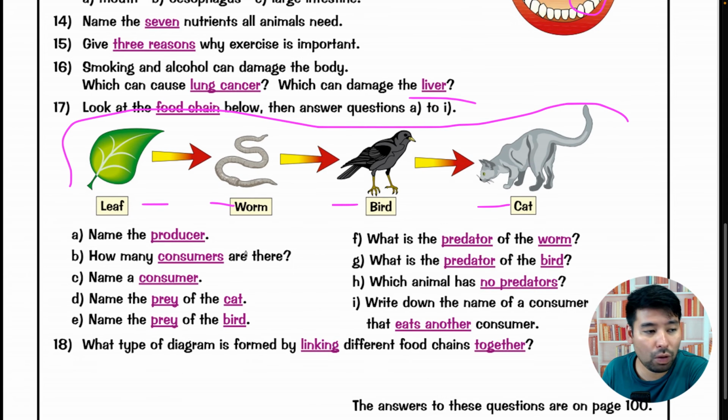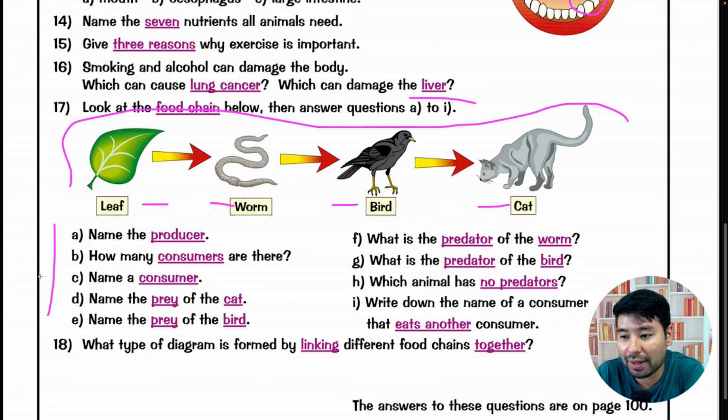And then we have all these questions here below. So I'm gonna read them for you. So we have A, B, C, D, E, F, G, H, I. So we're gonna have to answer all of them, analyzing this table here. Name the producer. Teacher, o que é producer? I don't know. Go back. Dá uma olhadinha. How many consumers are there? O que era consumer? Se não lembra, volta lá. Name a consumer. Name é dar um nome, né?